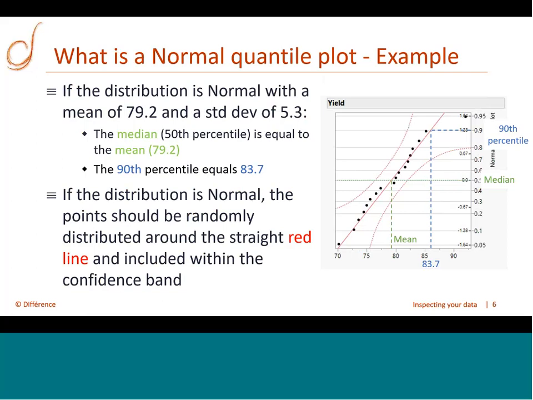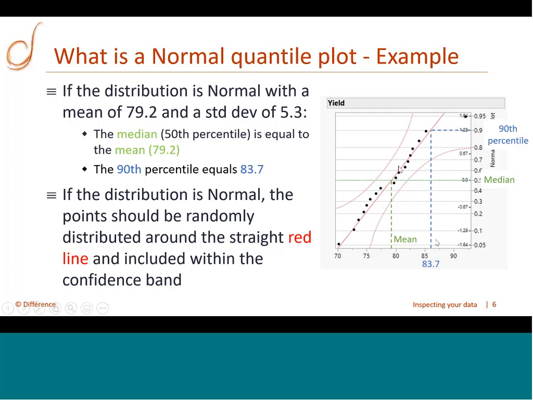And if we assume that the data coming from this data set has a normal distribution, then we know that the median is equal to the mean. So you see on the right, the median, which is at 0.5, which is a little bit hidden here, the 0.5 corresponds to the value of the mean on the x-axis. And we can also see that if the distribution is normal again, with a mean of 79.2 and a standard deviation of 5.3, the 90th percentile should be at 83.7.